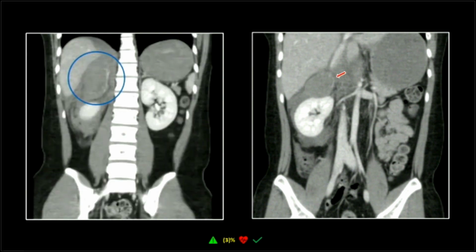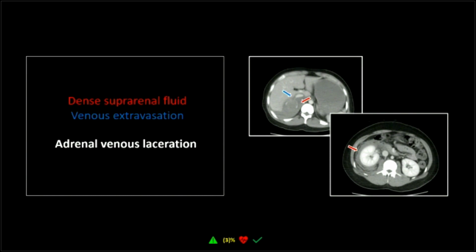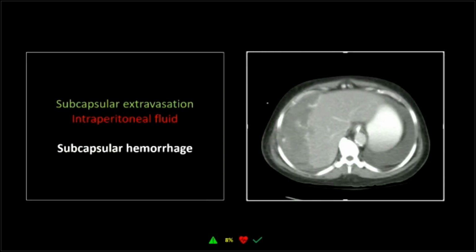Right? So that is an adrenal venous avulsion. And this one's just big. I've never seen this big a subcapsular hemorrhage before. The thing that I really like about this is there's this huge subcapsular collection, but that more lateral arrow is pointing to a spot where it's actually popped through the capsule and is bleeding intraperitoneally.